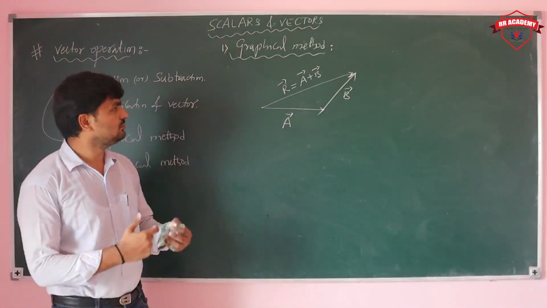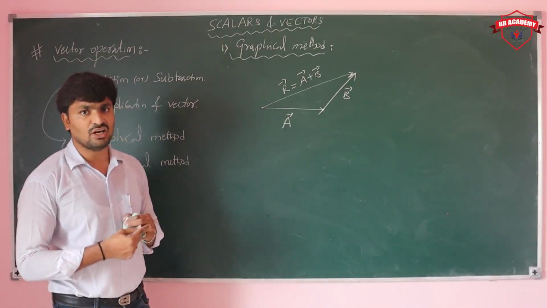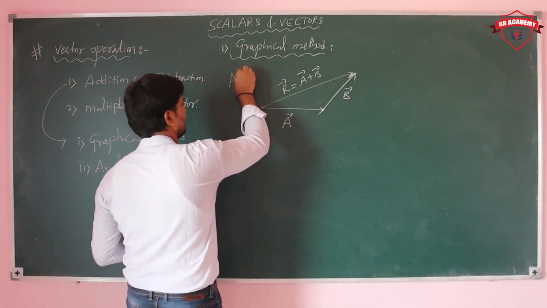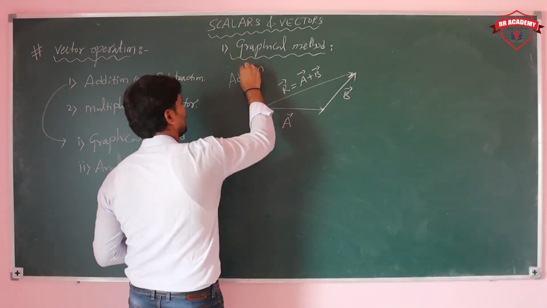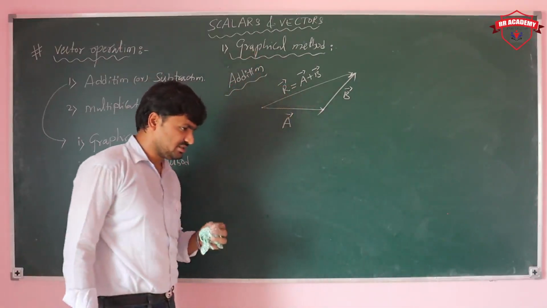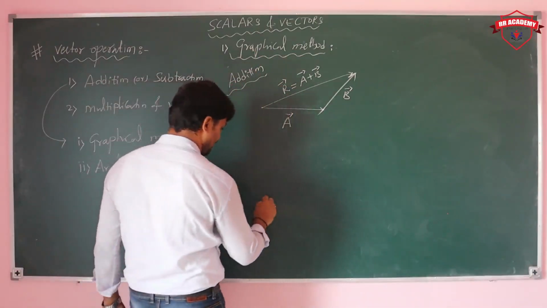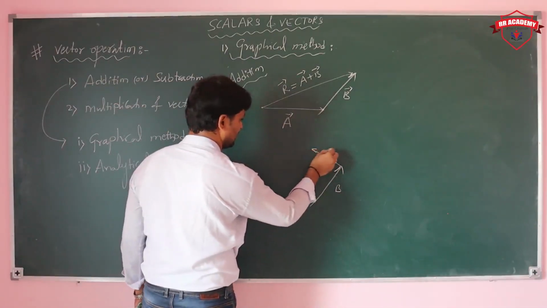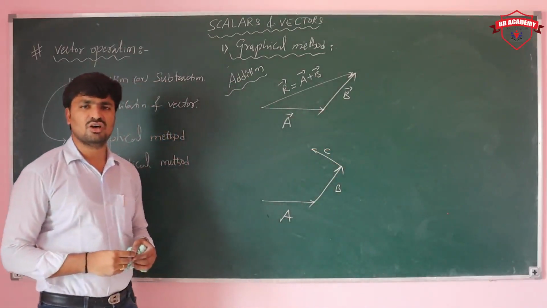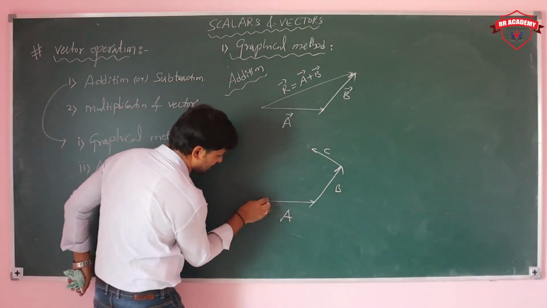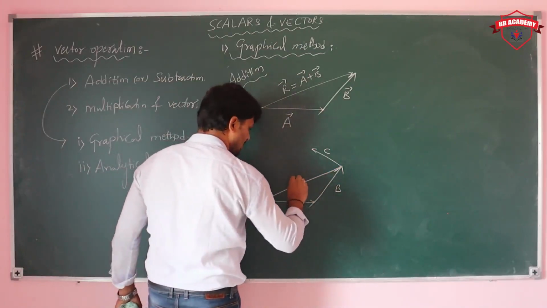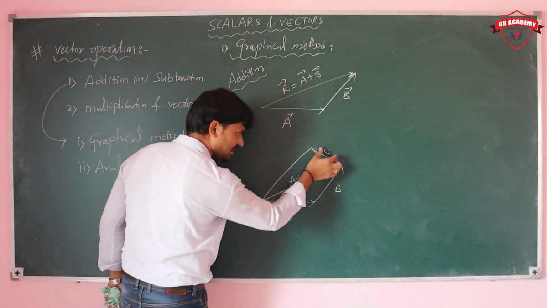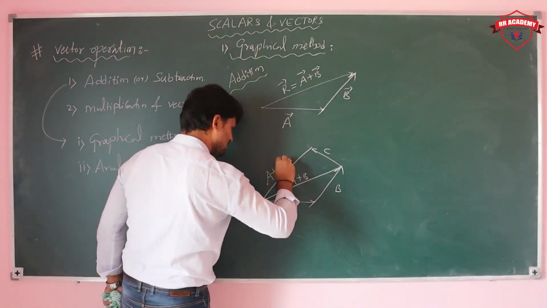In case you want to take the subtraction, how can we take it? First you can take addition only, and we will take the subtraction later. Addition of two vectors done. Now take addition of three vectors by the graphical method. I have vector A, vector B and vector C. How can we take the addition of this? First you have to take the addition of A and B. This is A plus B, and this is C. That goes to A plus B plus C.